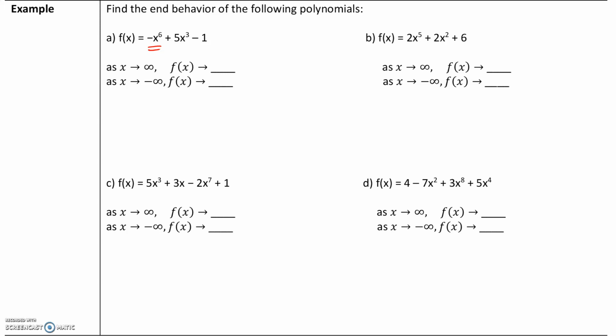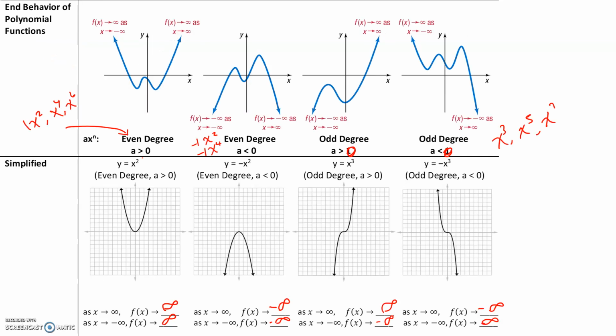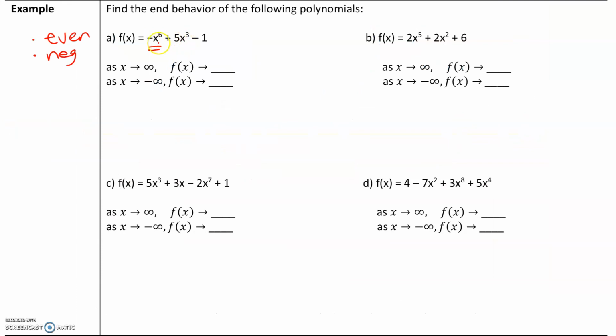Now, I'm going to ask myself 2 questions. Is it even or odd? This one is an even degree. And is my leading coefficient positive or negative? This time my leading coefficient is negative. So I think of which of these graphs, and remember, these are the only 4 graphs you have to memorize, have an even degree and a leading coefficient that's negative. It's going to be this graph right there. So I know that this graph, negative x to the 6 plus 5x cubed minus 1, is going to have end behavior that resembles this shape.